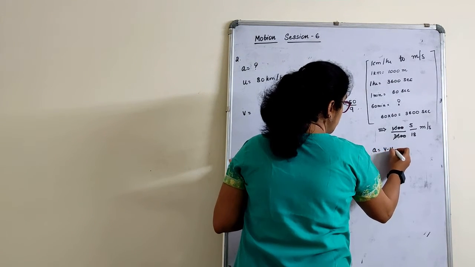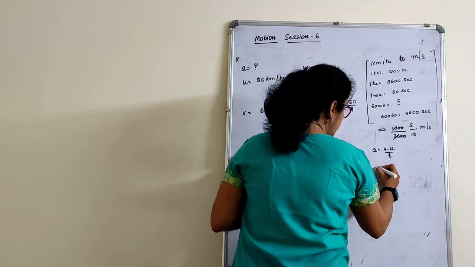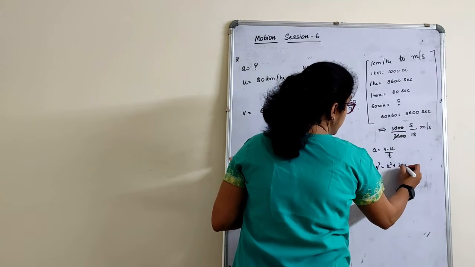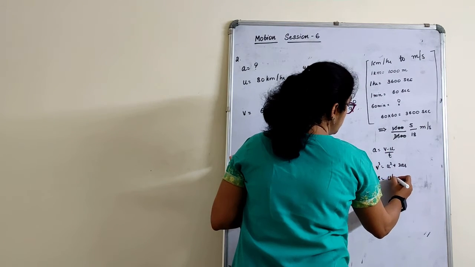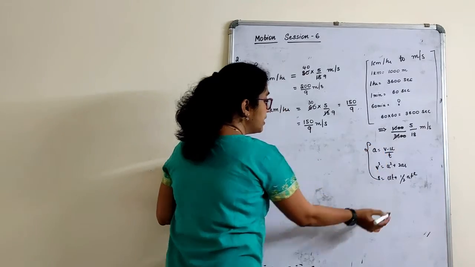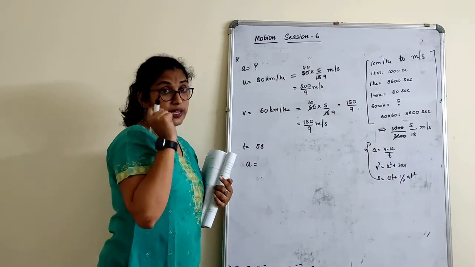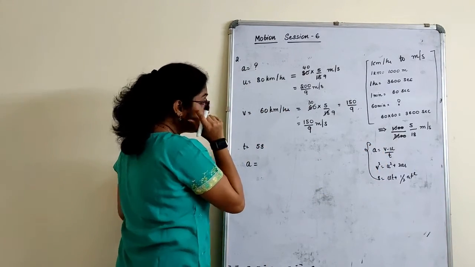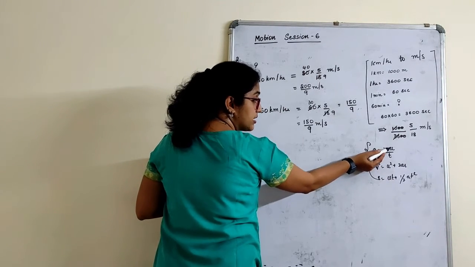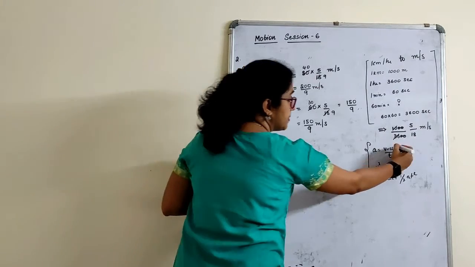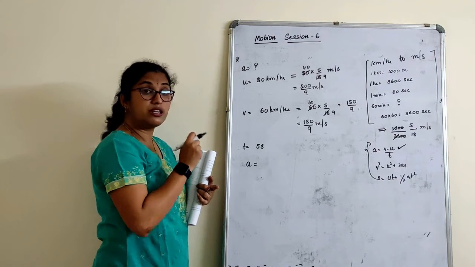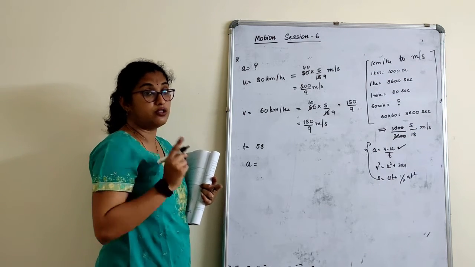A is equal to v minus u by t. Then v square is equal to u square plus 2as. s is equal to ut plus half at square. Check which formula is suitable for what. Always one unknown can be found out. So here I have to find out a. v is given, u is given, t is given. That means the first formula is applicable. Follow these techniques and rules. You will never go wrong in these numericals.